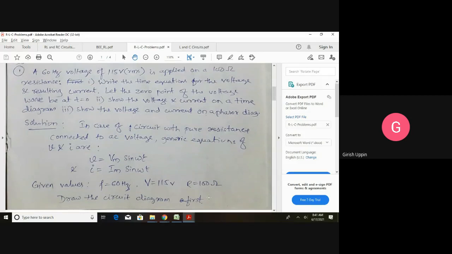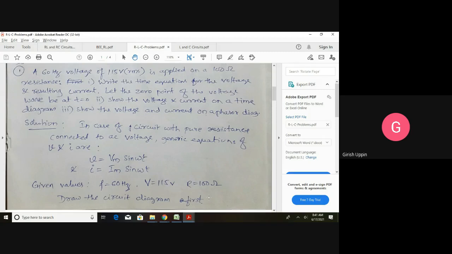In case of a pure resistance, they will be in phase. If the applied voltage to the pure resistance is V = Vm sin omega t, then the current is also in phase with the voltage. So I = Im sin omega t. And how to calculate the Im? Im = Vm by R.